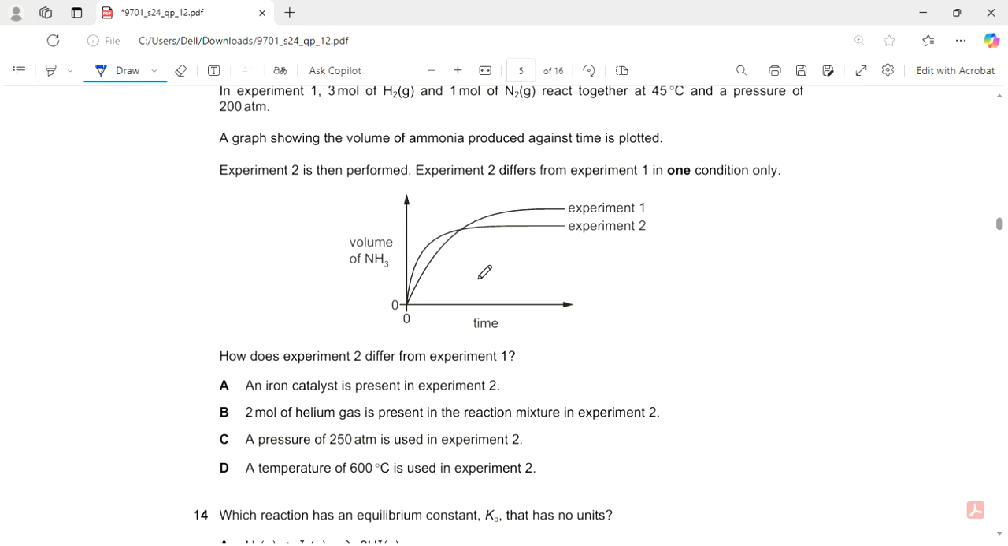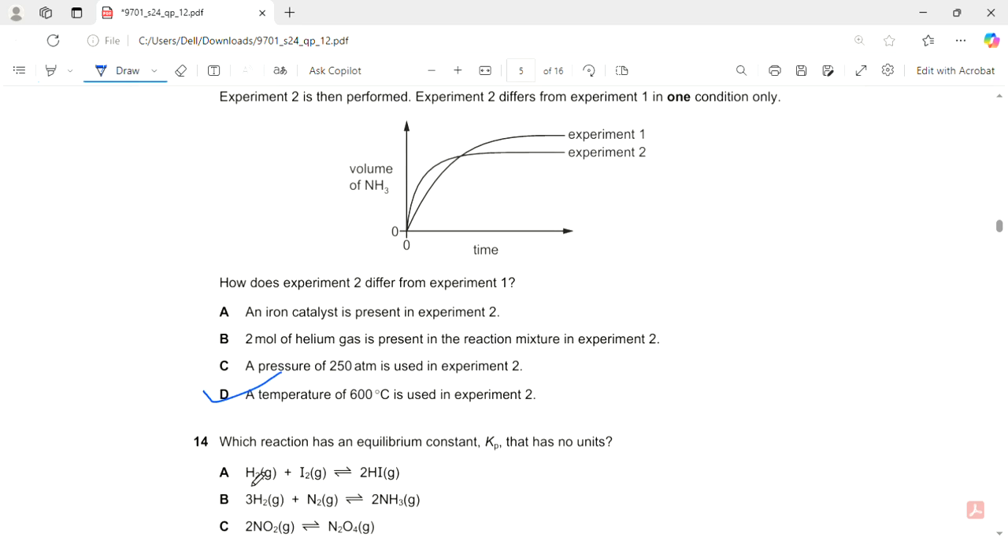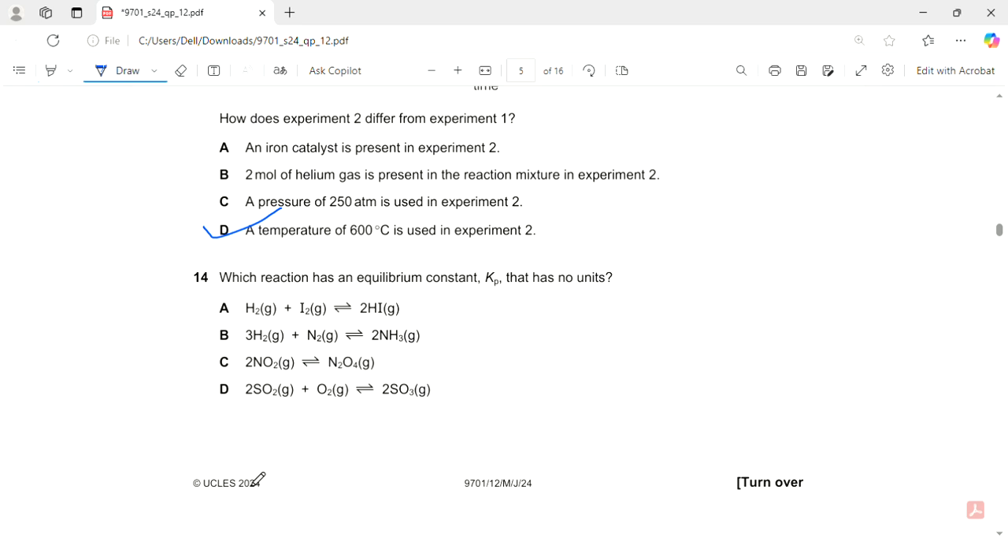So what is the reason for this? Iron catalyst is present in experiment 2. Two mole of helium gas is present in the reaction mixture in experiment 2. A pressure of 250 atmospheric pressure is used in experiment 2, no, not at all. A temperature of 600 degrees Celsius is used in experiment 2, it might be the answer. Yes, it is the answer. Okay, now move to the next part.